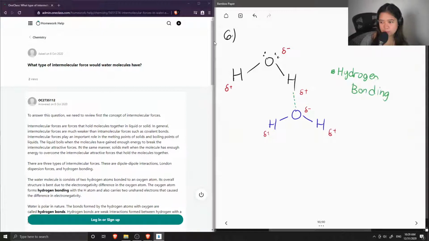Okay, so this specifically involves hydrogen, but it's also known as an interaction of the dipoles. So I can also say that dipole-dipole interactions occur in water molecules as well. And another intermolecular force would be London dispersion forces.